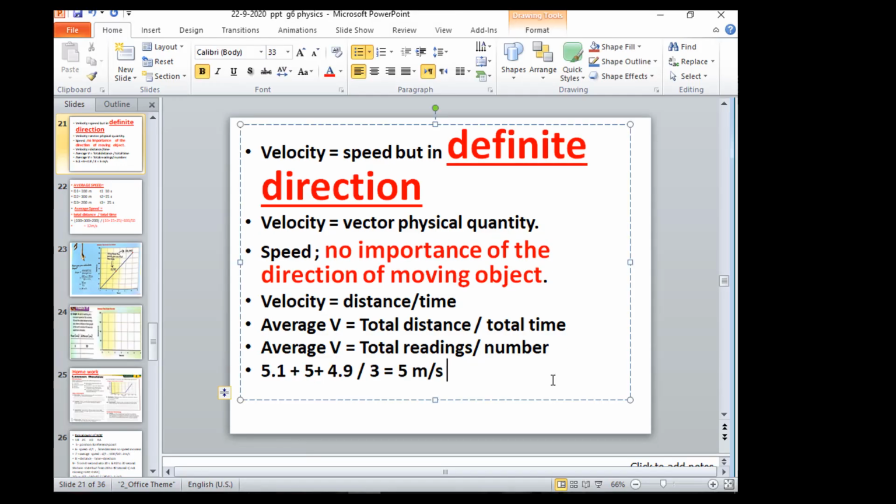Average velocity equals total readings over the number of readings. If I give you three cases, velocity in case number 1 is 5.1, case number 2 is 5, case number 3 is 4.9 meter per second. I need the average velocity. Summation 5.1 plus 5 plus 4.9 over the number of cases, which is 3. So 5.1 plus 5 plus 4.9 over 3 equals 5 meter per second.